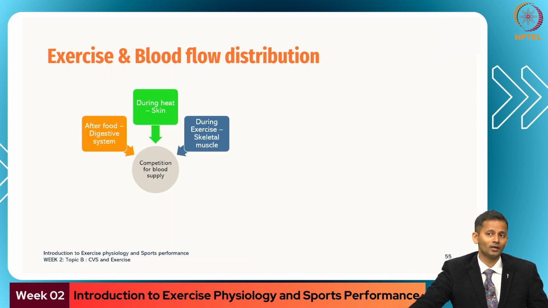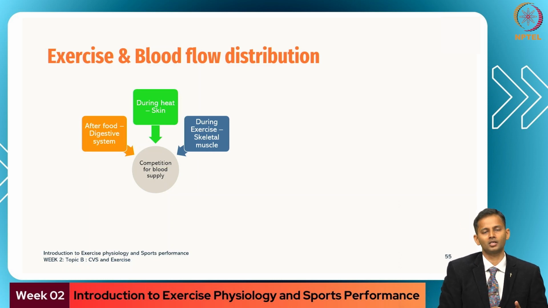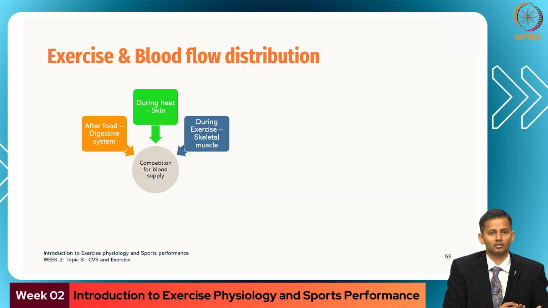So what happens when you have additional activities during exercise? You're exercising, so your need is towards diverting the blood flow towards the exercising muscle. For example, I had taken a heavy meal, so my digestion is also happening, so that is also an important function that has to be carried out. So the body has to divert the blood for the digestion function as well, right?